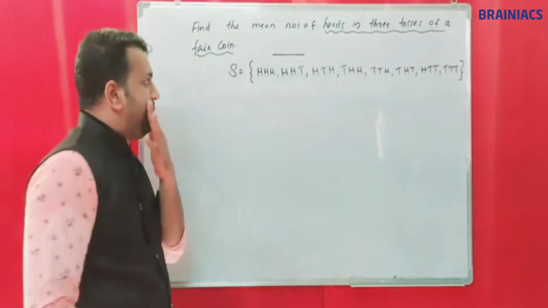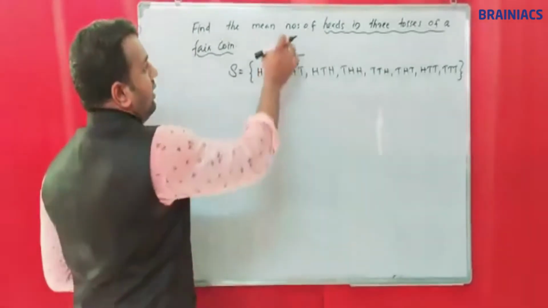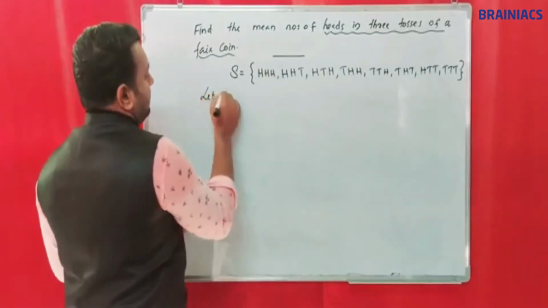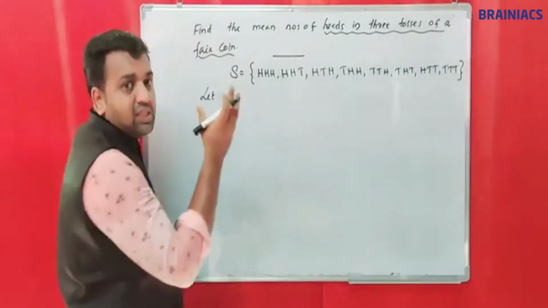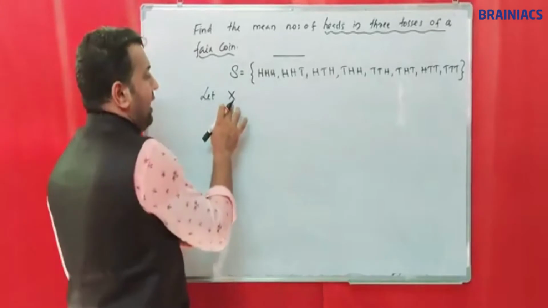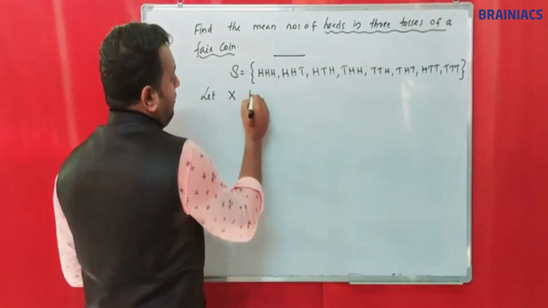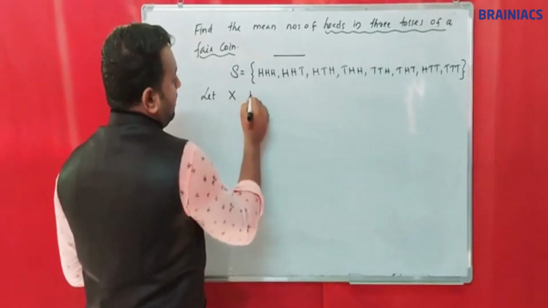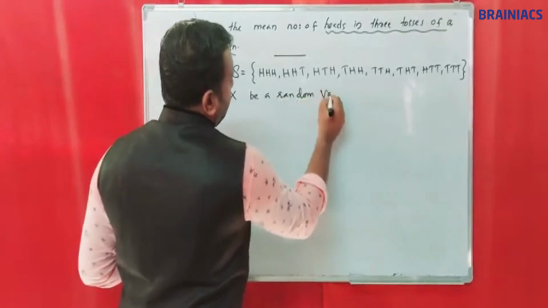Okay, so here we can take x as a random variable. To find the mean, we must have a random variable. Here we take x as a random variable, which denotes what?